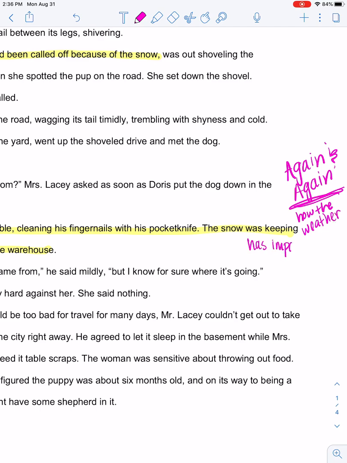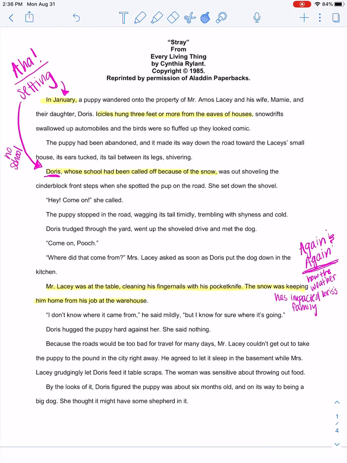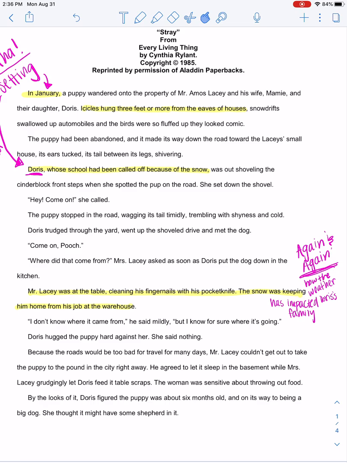has impacted her, I'm gonna say Doris's family. Okay, so the story keeps bringing it up because it's important, and that's what an again and again is. We know that it's important because it keeps bringing up how the weather is impacting.